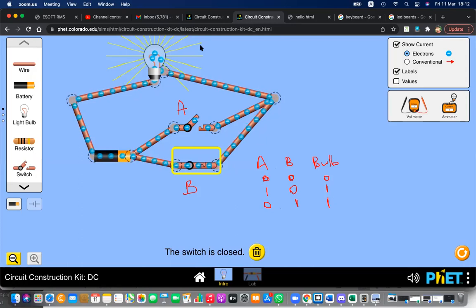The next one, you get power through switch A and switch B both. Power through A and power through B both, and you can see the bulb is turned on.